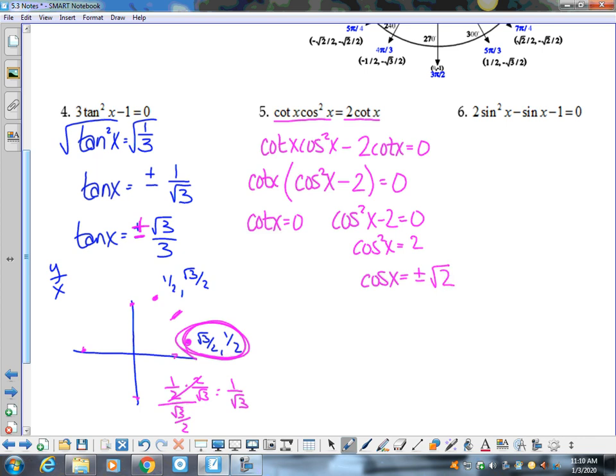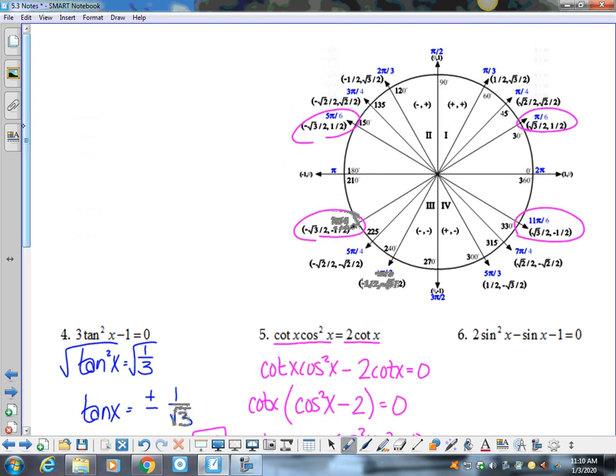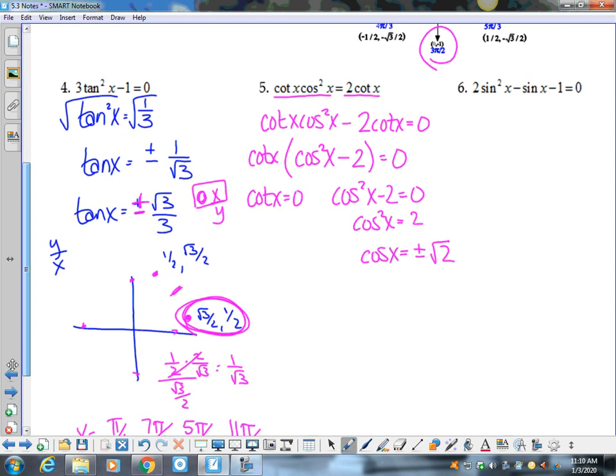Okay, so the first thing I'm doing is I'm looking for where cotangent is a 0. Okay, well, I'm going to go look at my unit circle. Cotangent is a 0. Now, cotangent is x over y. So for that to be 0, the top would have to be 0, because if the bottom's 0, it's undefined. So I need to find where my x is 0. And that's going to be at north and south. So pi over 2 and 3 pi over 2.